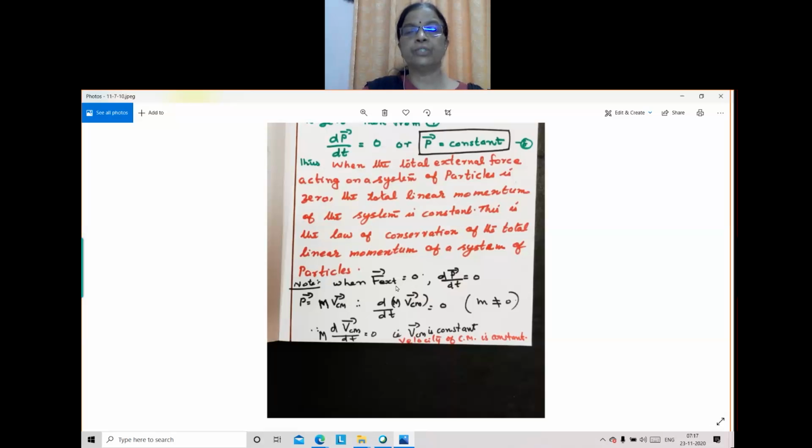So when external force is zero, dp by dt equal to zero. That is what we got.